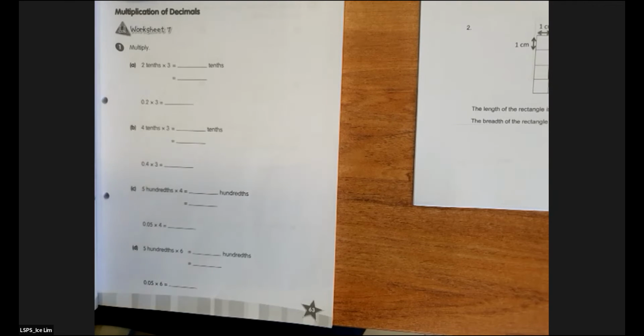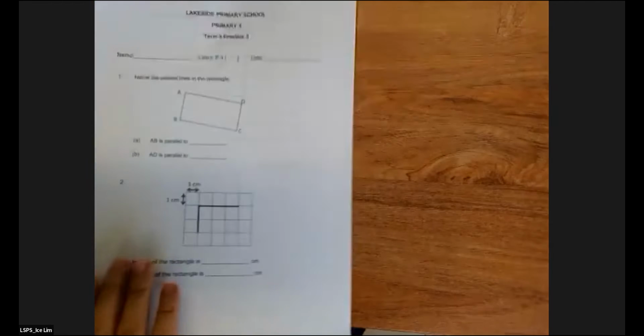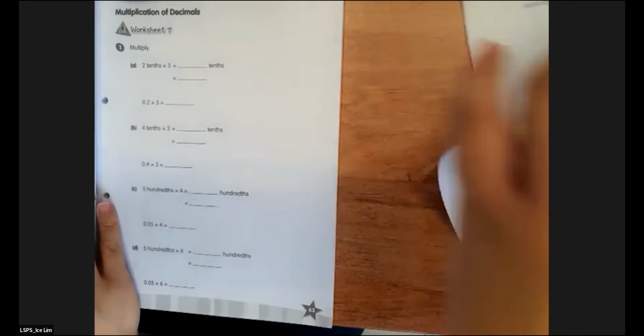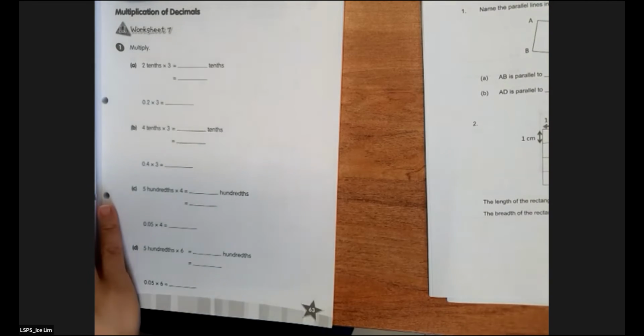Now, we are going full force on multiplication and division of decimals as well as word problems. So, this one's homework. I repeat again, homework for today as well as the weekend. Okay? Right. Now full force on multiplication and division.